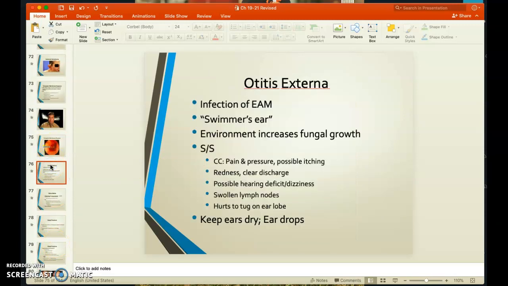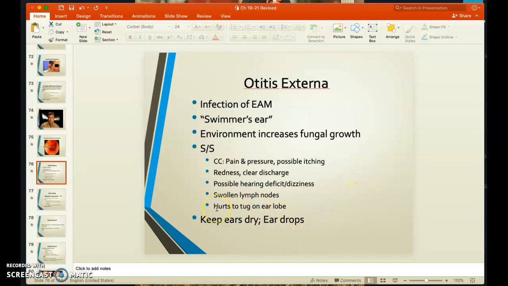Otitis externa. Okay, otitis tells us we're in ear country. That's just an infection of the external ear canal. Swimmer's ear. Fungus grows in damp, dark conditions, which is exactly what that ear canal is. Very, very common, especially in kids.